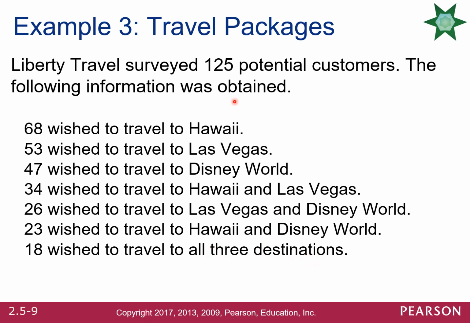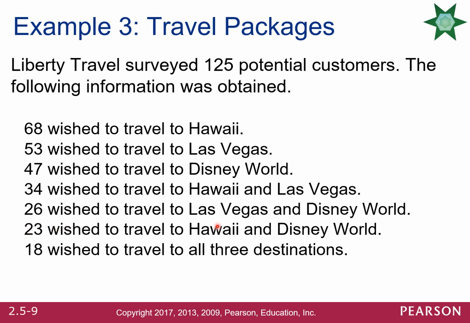All right. So here, as we can see, there are 3 destinations involved. One is Hawaii, the other one is Las Vegas, then we have Disney World. And then the rest of it are intersections between Hawaii and Las Vegas, people who wanted to go to both Hawaii as well as Las Vegas, then Las Vegas and Disney World, and Hawaii and Disney World, and then there were people who wanted to travel to all 3 destinations. All right, so here are the numbers.